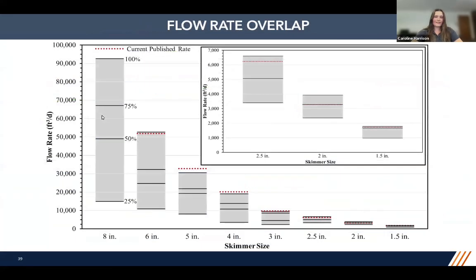So after all this was said and done, we decided to create a visual representation to distinguish how these flow rates overlap amongst all of these skimmer configurations for all of our skimmer sizes. On our y-axis here, we have our flow rates, and on the x-axis, we have all of our skimmer sizes that were assessed. That red dotted line is the previously published flow rate, and the solid black lines are labeled for each skimmer configuration that was tested. So just to show the overlap amongst all of these skimmer sizes here.